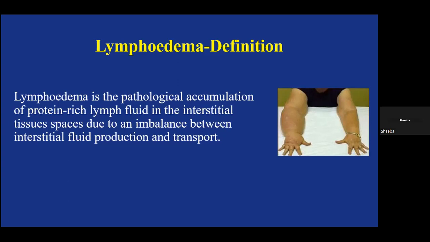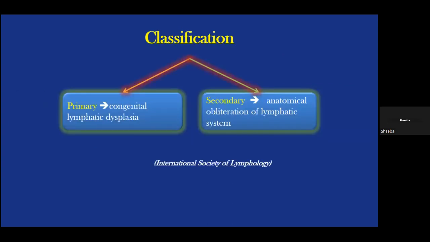If there is an imbalance between interstitial fluid production and transport, the production will be there all the time, because the arterial and venous capillaries are communicating all the time. So the lymphatic fluid production will be there, but the transportation will be affected. If any problem develops in production or transport, there is a chance of pathological accumulation of protein-rich fluid in the interstitial space. That's called lymphedema.